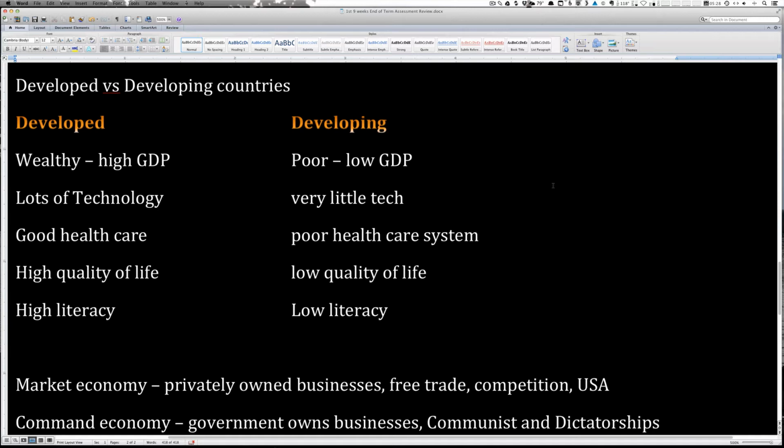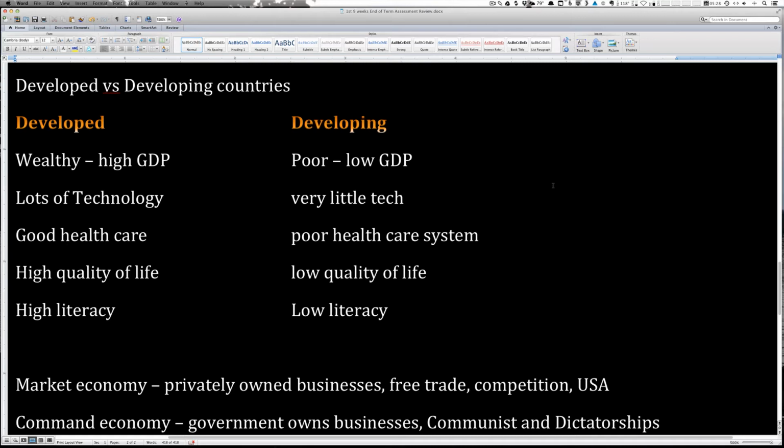They have very little technology. And when I'm talking technology here, it doesn't even necessarily mean things like cell phones and computers and iPads. It means having electricity in your home, having running water in your home, having a car to drive. Those types of technology are lacking in many developing countries of the world.